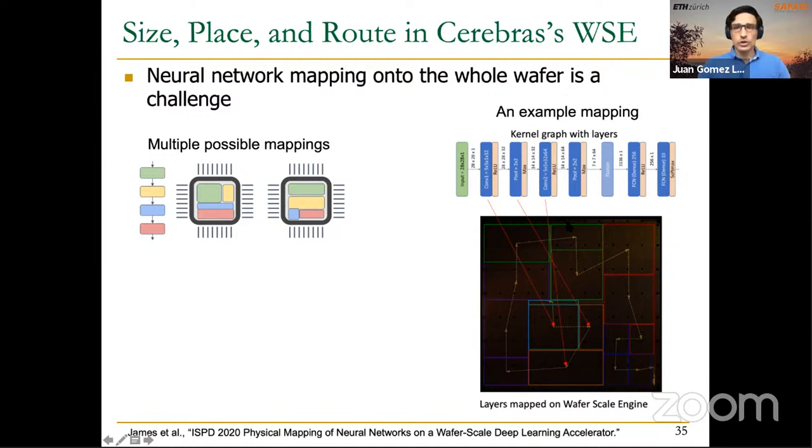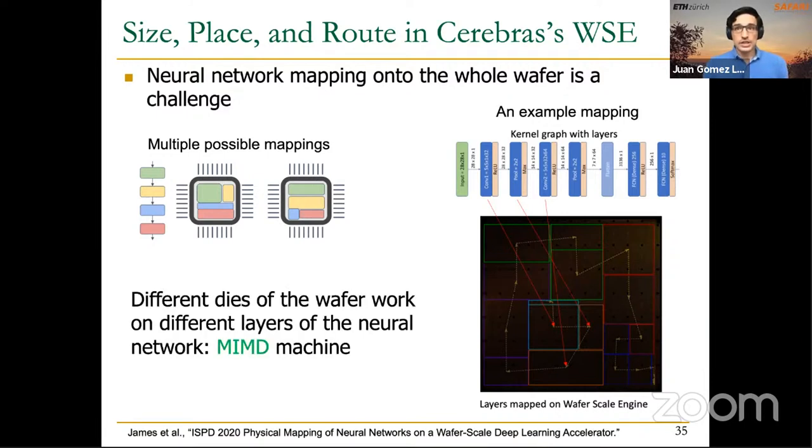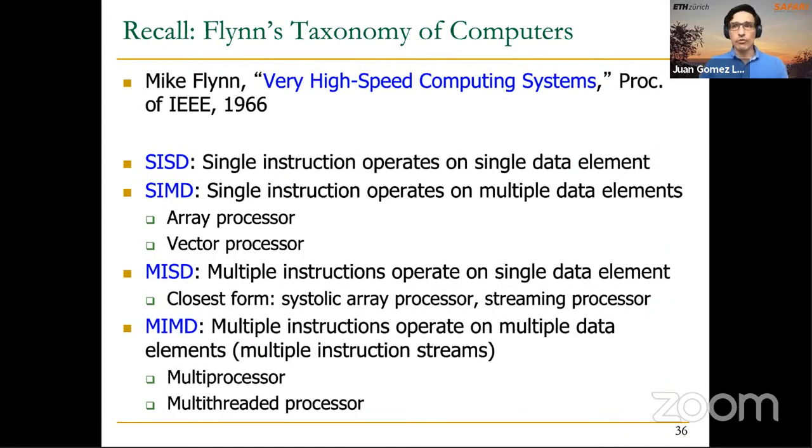the neural network. So the interesting thing here is that we are using a whole machine, a whole computer. We are dividing it into different pieces, and each of these parts is executing different computations, right? So this is something that we have called before a MIMD machine, multiple instructions, multiple data machine. It's, as you know, one of the four classes of computers according to Flynn's taxonomy.